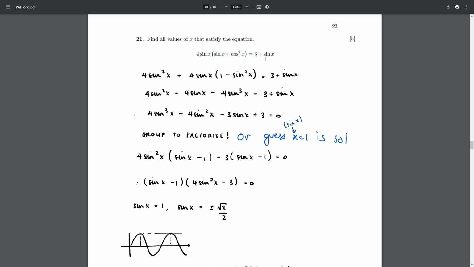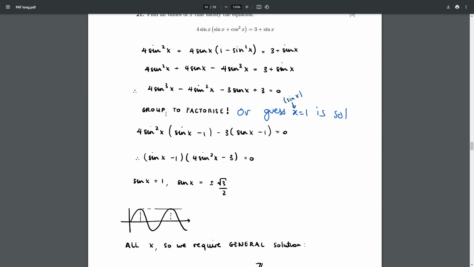We can use the sine squared plus cos squared equals 1 identity to get a cubic in terms of sine x. And then you can do a nice thing here. If you actually spot this, you can group to factorize. So we can take a 4 sine squared out of the first two terms and a 3 out of the second two terms. And we actually get sine x minus 1 being common to this. So we can now factor sine x minus 1 out of the whole thing and have our factorized cubic as this.